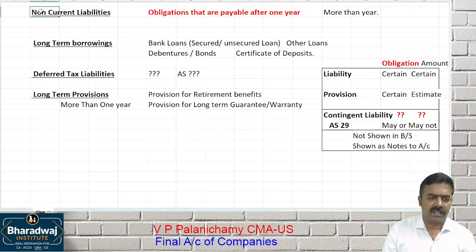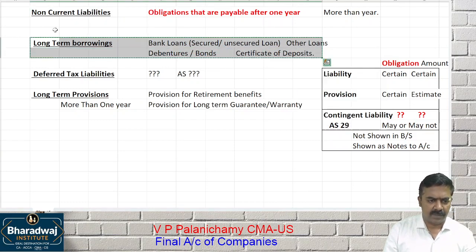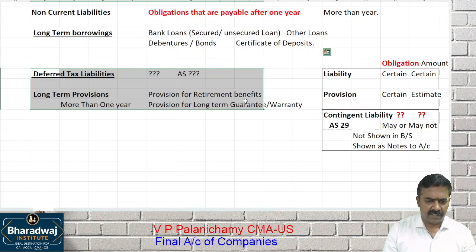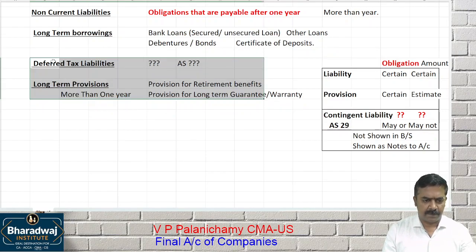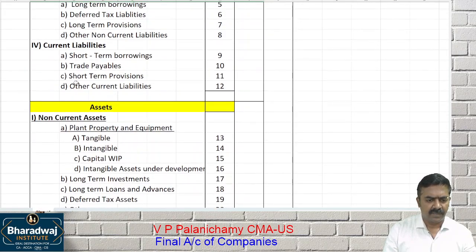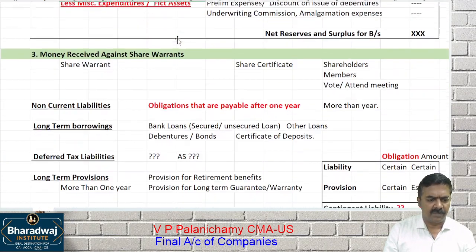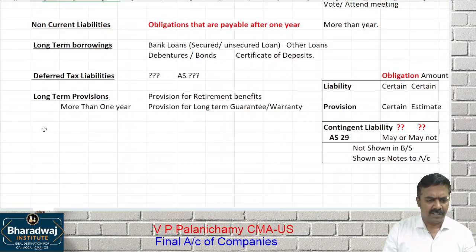So the non-current liability, what is the first one? Long-term borrowing. What is the next one? Deferred tax liabilities. Long-term provisions. What is the next one under that? Other non-current liability. What is it? What do you mean by other non-current liability? What will come under other non-current liability? Example.